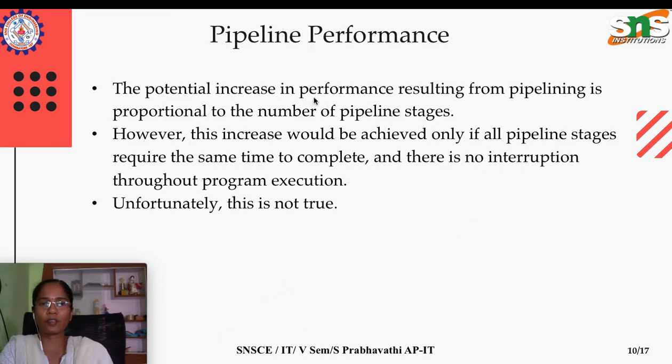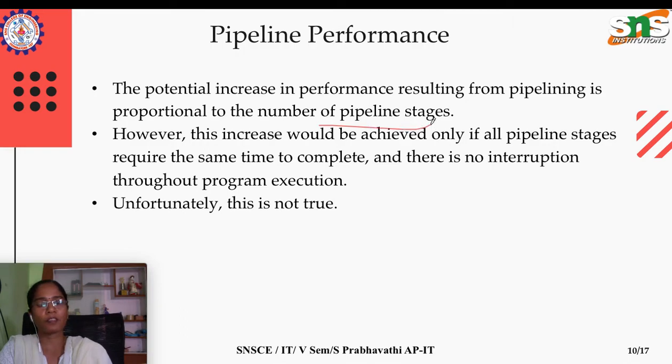The potential increase in performance resulting from pipelining is proportional to the number of pipeline stages. Yes, we have seen, if we have two stages, the execution is doubled. If we have 4 stages, we could execute 4 times faster. 5 stages means it increases by as many stages. So the performance of pipelining is directly proportional to the number of pipeline stages.